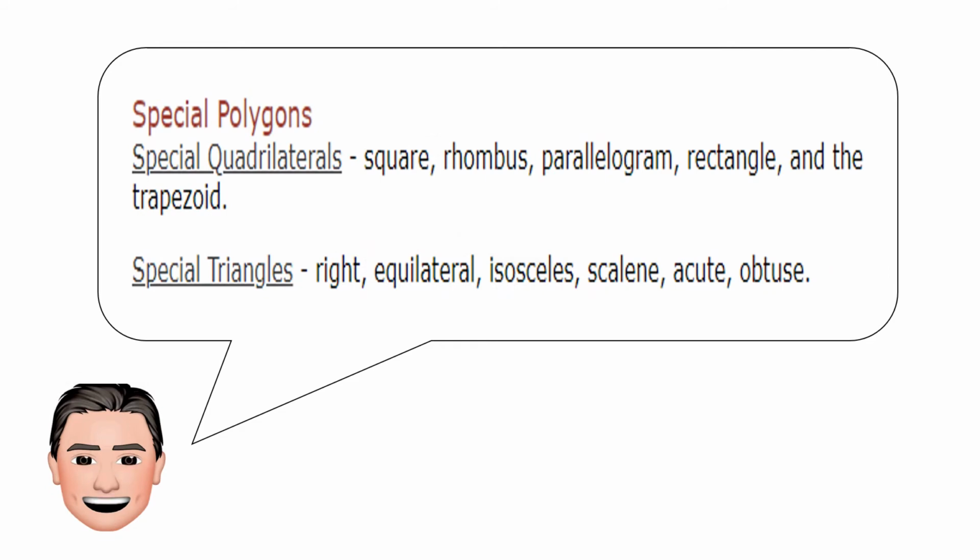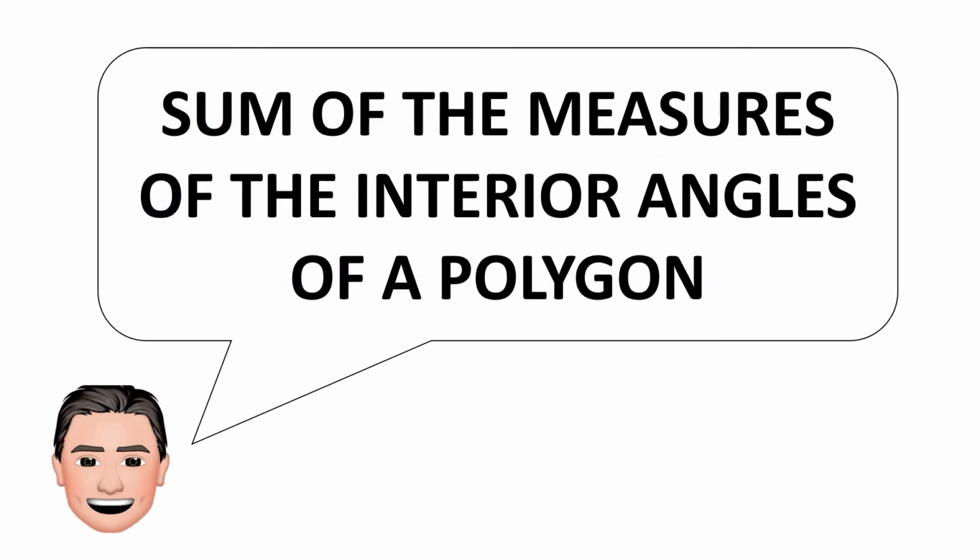Special polygons. Special quadrilaterals: square, rhombus, parallelogram, rectangle, and the trapezoid. Special triangles: right, equilateral, isosceles, scalene, acute, obtuse. Some of the measures of the interior angles of a polygon.